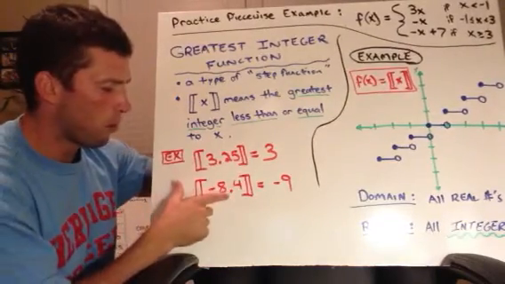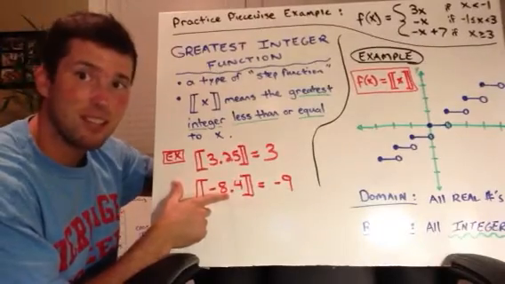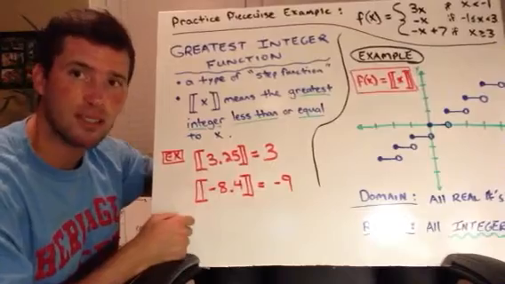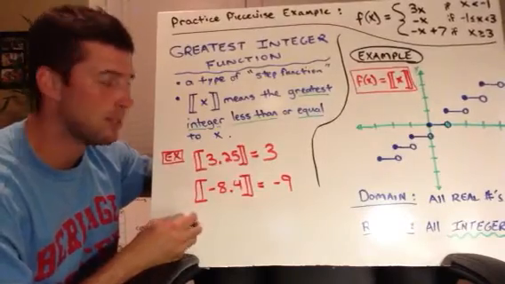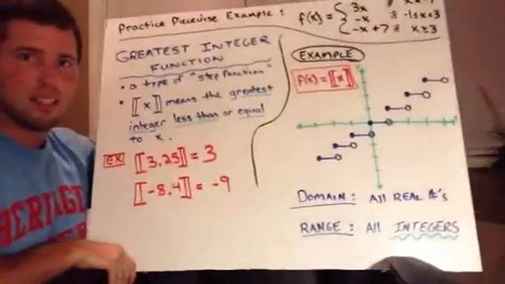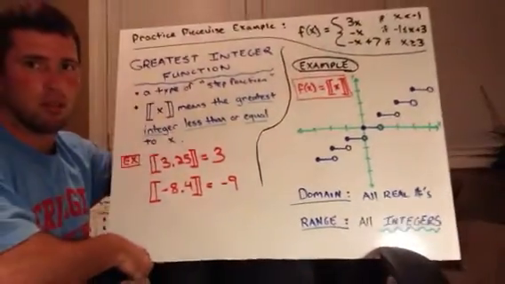Negative 8.4. Well, what's less than negative 8? Negative 9. So that's the next integer less than. Okay, think about those things. So, for example, here is the basic graph. Squeeze it in here.